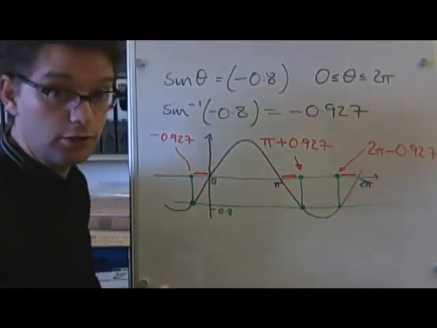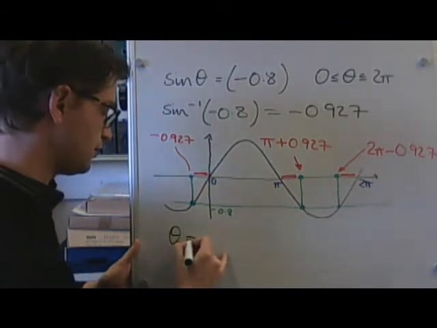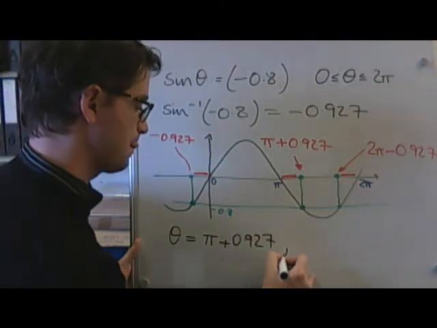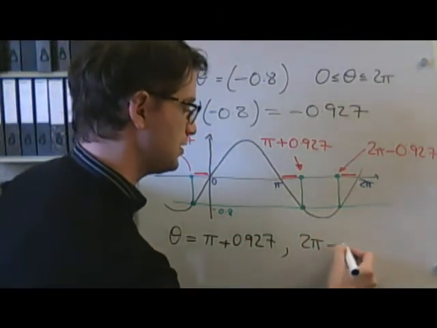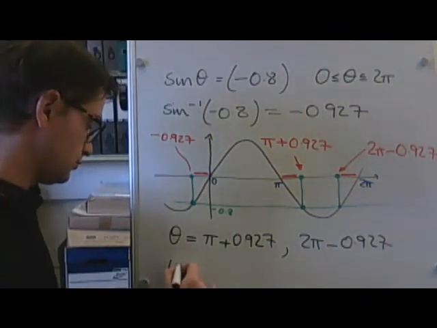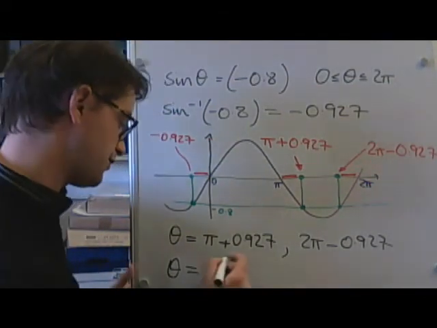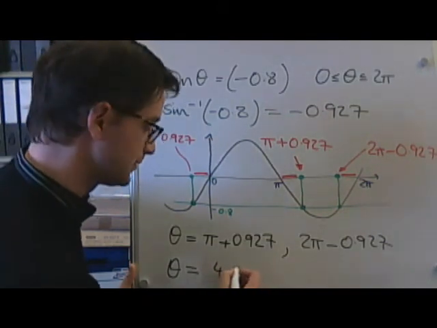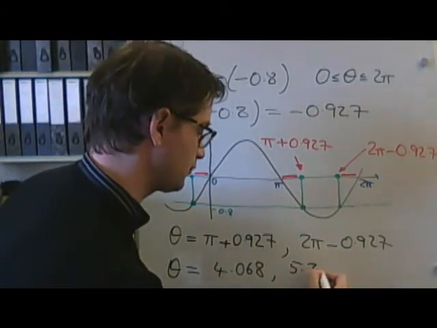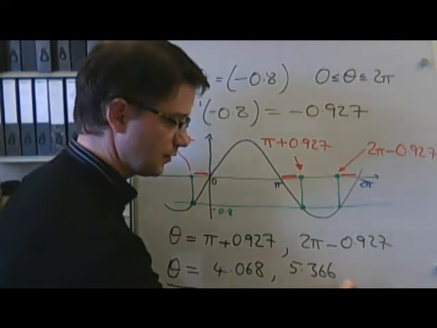And so I can say my values of theta that I'm interested in, the solutions that I want, are pi plus 0.927 and 2 pi minus 0.927. My values of theta that I'm interested in here, I think they come out to being 4.068 and 5.366. These are the values of theta that I want to solve this equation.